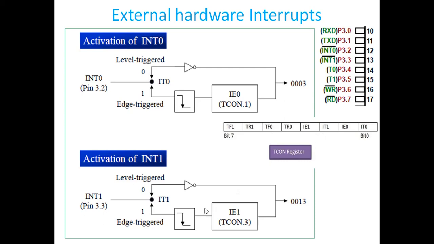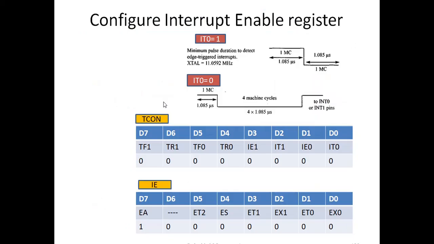The same is applicable for external hardware interrupt 1 also. If you want to make pin 3.3 the input and you are giving an edge trigger, you make IT1 equal to 1. IT1 equal to 0 is a level trigger. IT1 equal to 1 is an edge trigger. So what is level trigger, what is edge trigger, we'll see.